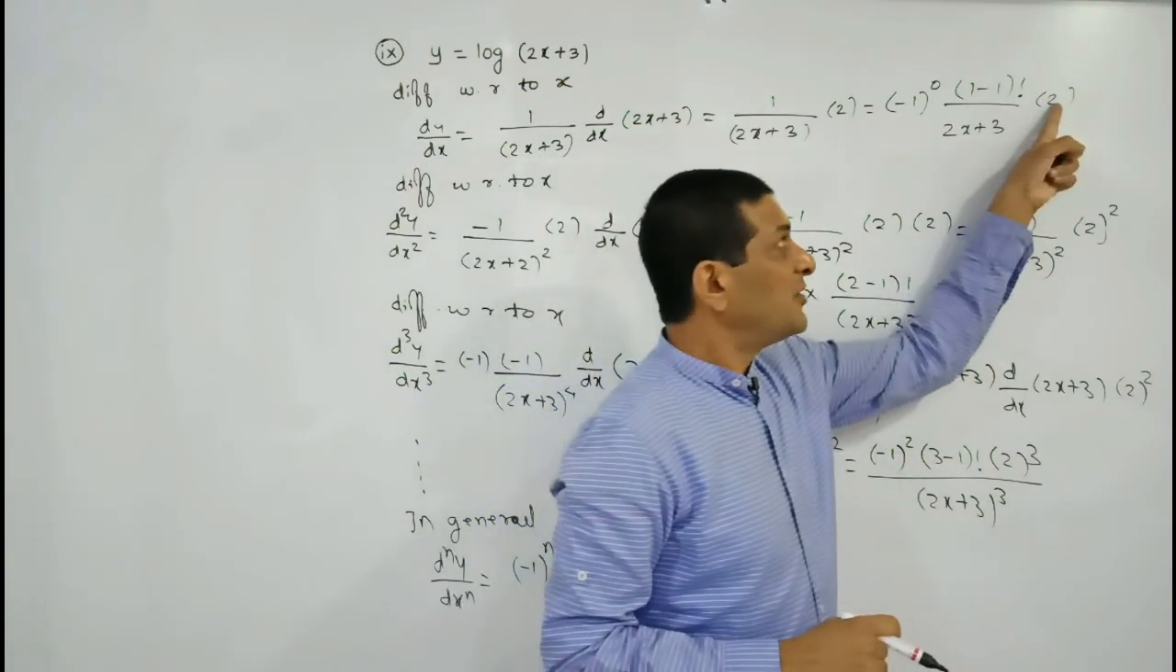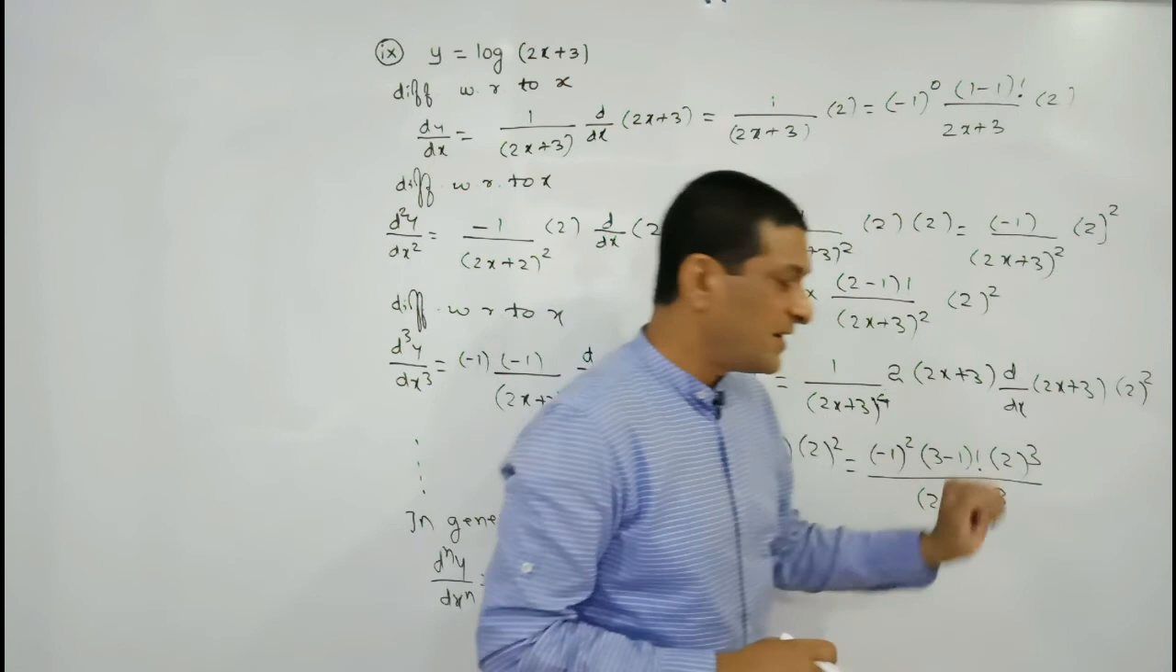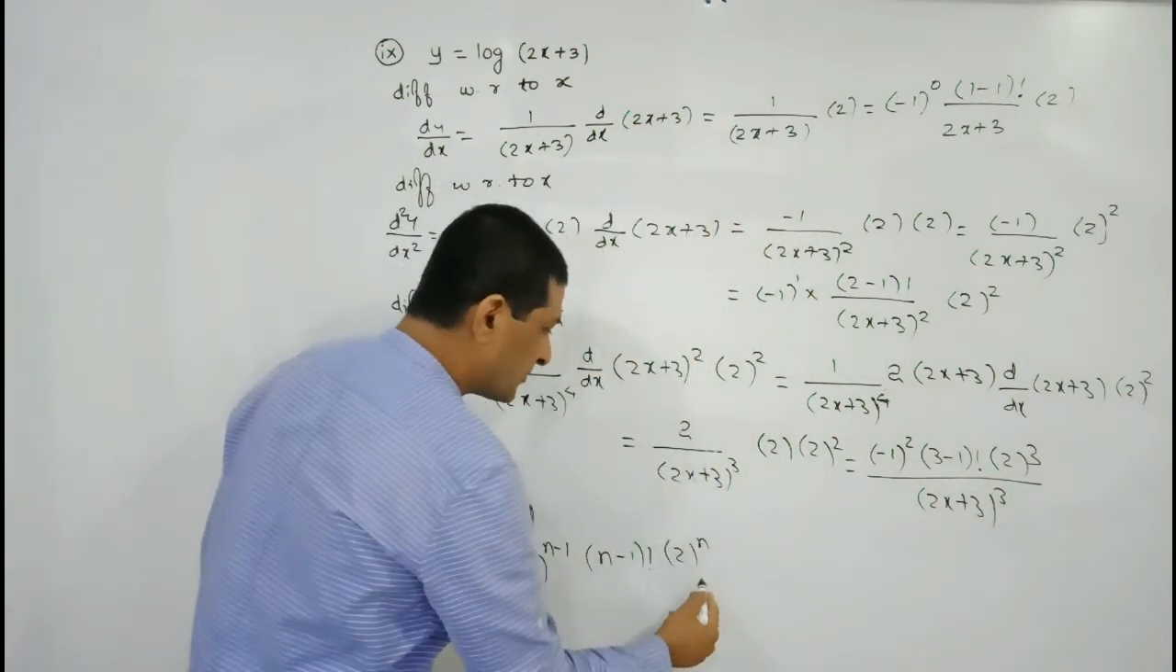In the first order derivative, power of 2 is 1. In the second order derivative, power of 2 is 2. In the third order derivative, power of 2 is 3. So in nth order derivative, we can say that power of 2 is n.